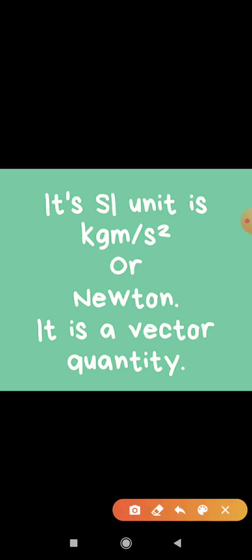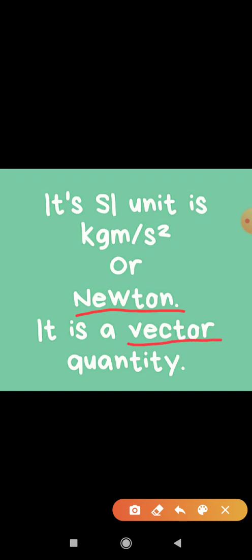Now, what is the SI unit of force? F is equal to ma. We have already discussed F is equal to ma. The SI unit of mass is kilogram. What is the SI unit of acceleration? Meter per second square. So after combining, the SI unit of force will become kilogram meter per second square. In honor of the physicist and mathematician Newton, we have given this SI unit of force the name Newton also. This is a vector quantity.